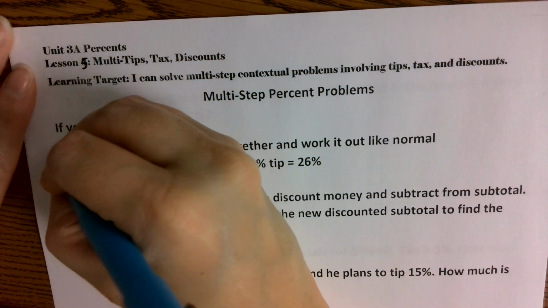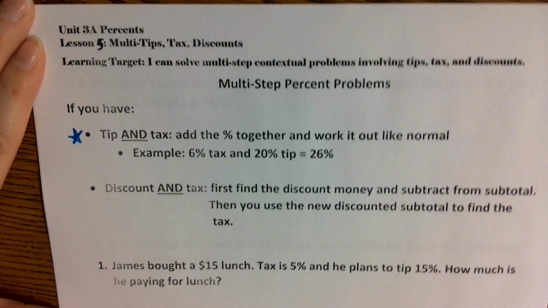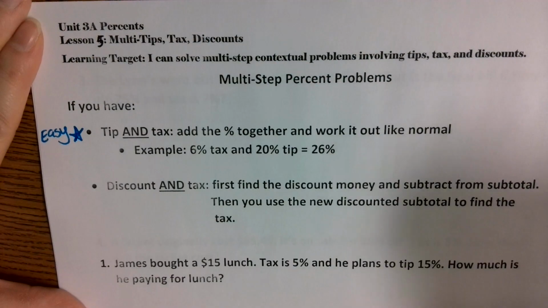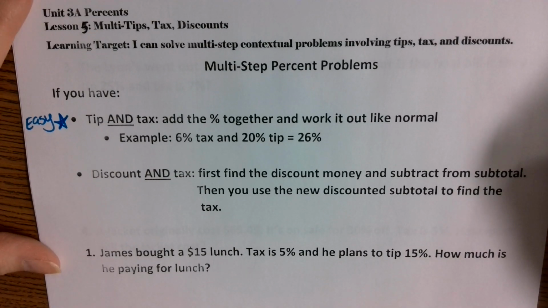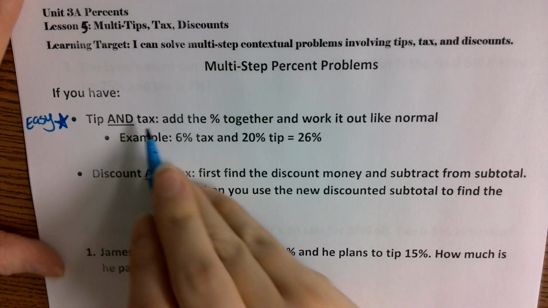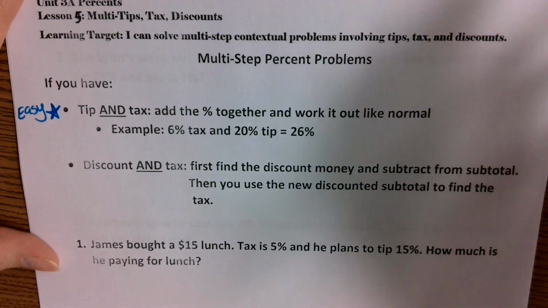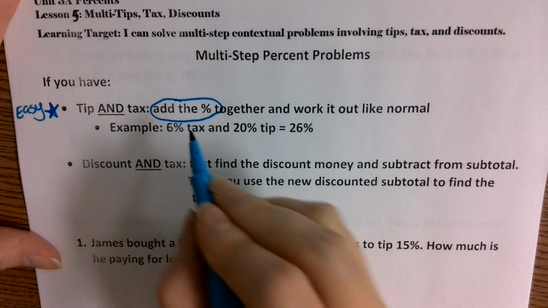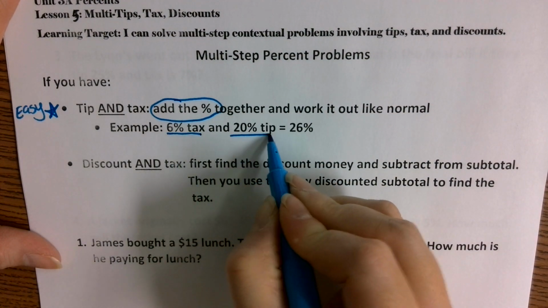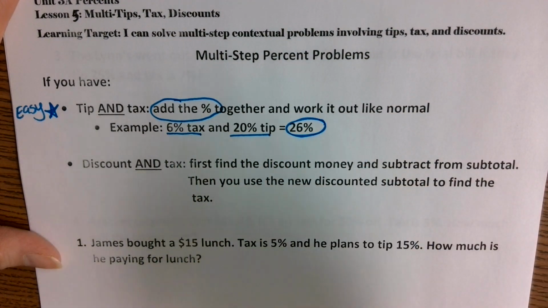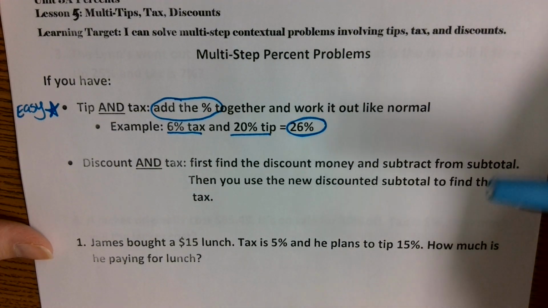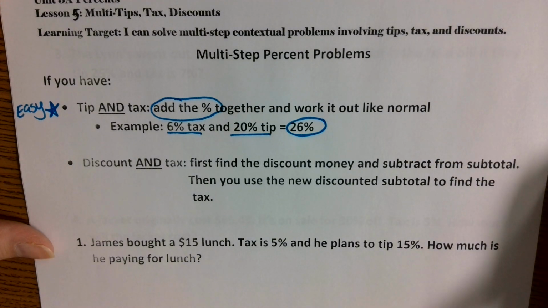Put a star next to the first tip and tax bullet. This star is representing that these are easy setups. If you've got tip and you have tax, it's a very easy problem to solve because all you have to do is add the percents together. That means if you've got 6% tax and 20% tip, you've got 26% that you're working with. And then you work it like a normal problem. X over whole equals percent over 100. Those are easy.